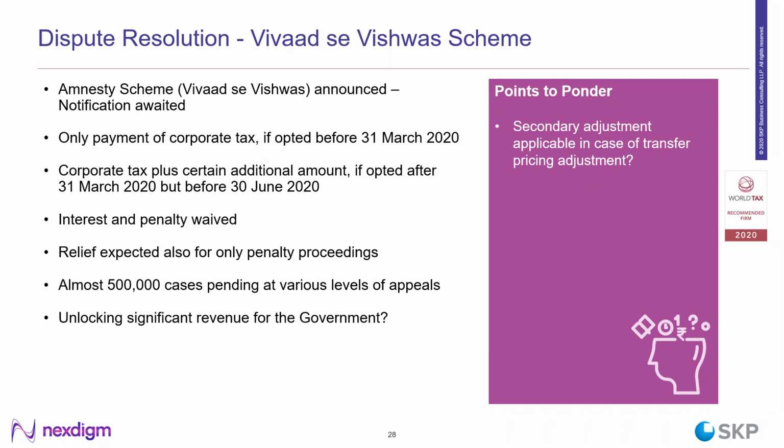And this scheme has to be opted before 31st March 2020. Then you pay only the tax amount. But if you opt after 31st March 2020 but before 30th June 2020, then you will have to pay an additional 10% of the tax amount to get a settlement done.